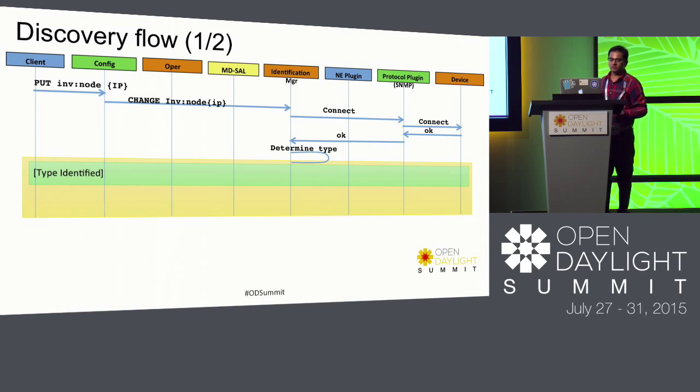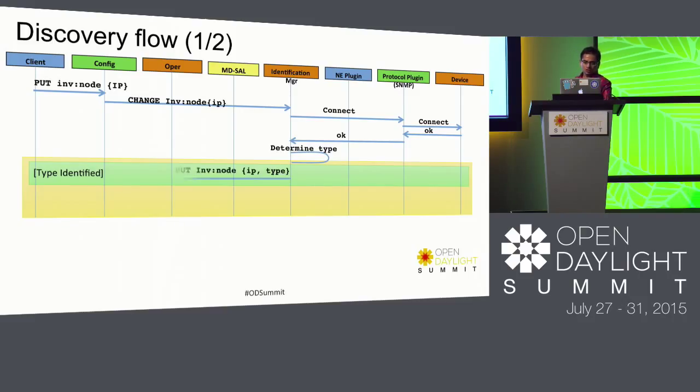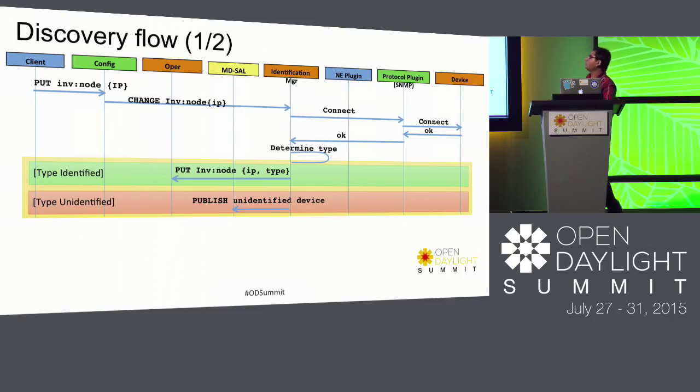Now, after this, there can be two possibilities. The one in green is where you identify the device through SNMP, so you identify the device and put the augmentation type in the inventory node. And the second possibility is you can't identify the device, so you mark it as an unidentified device. You publish that. Now, what happens in the second scenario is in the next slide.